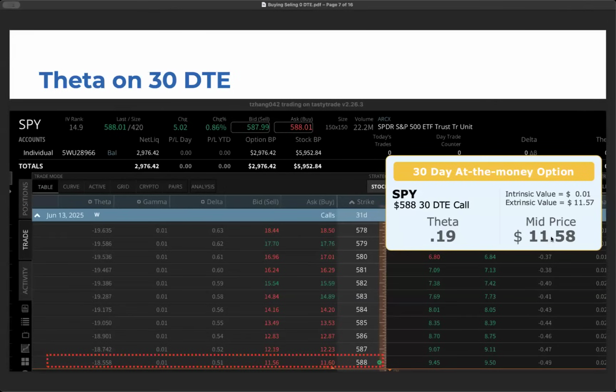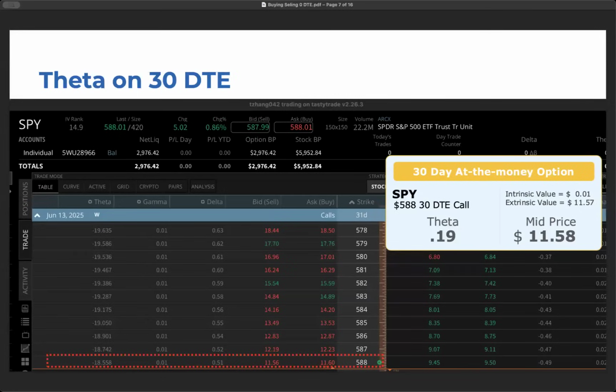Now, remember, if everything else stays constant, meaning nothing about the stock price changes, volatility doesn't change, and the only thing that changes is that we move forward in time, the theta is telling us that for holding on to this option contract for 1 day, meaning holding it from 30 days to expiration to 29 days to expiration, we would lose 19 cents out of the $11.58 that the option is worth today. Or to be more accurate, we're losing 19 cents out of the $11.57 because that's the extrinsic value of the option.